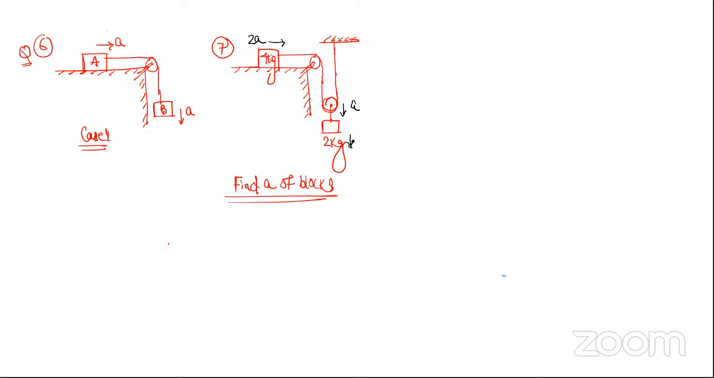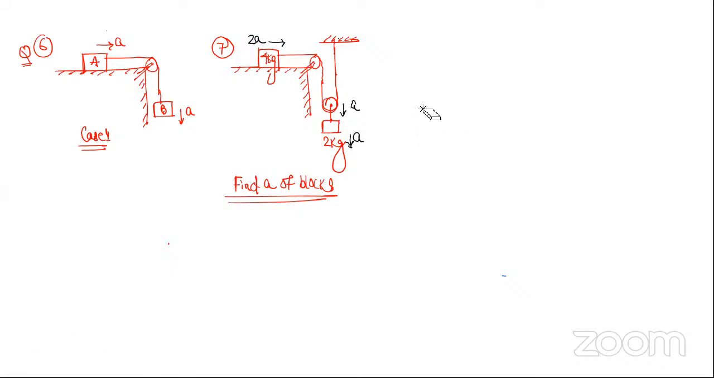ये 2 kg block का क्या होगा? What kind of combination is this? Pulley and block. क्या होगा? सेम ही होगा ना? सेम होगा. ये जितना होगा ये भी उतना ही होगा. सिंपल. तो इसको भी A ही लिखो.